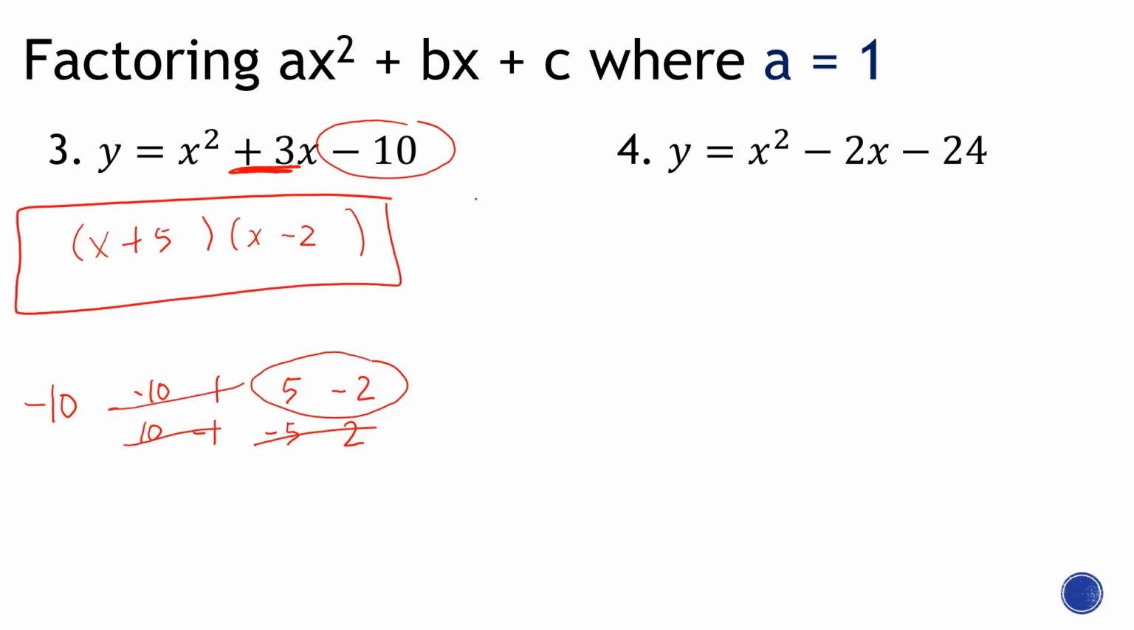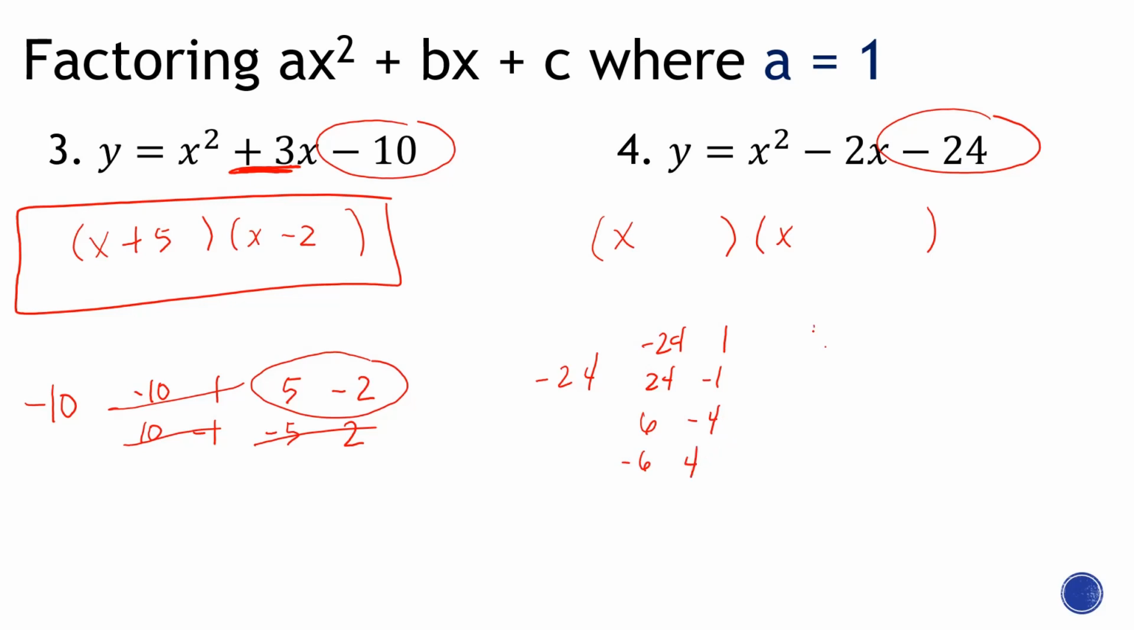So this is plus 5, negative 2. Okay. Let's answer the fourth one. So you have x and x, and then consider the c, which is negative 24. Now think about the factors of negative 24. So negative 24 and 1, 24 and negative 1, 6 and negative 4, negative 6 and 4. There's a lot actually. 3 and negative 8, negative 3 and 8, 12 and negative 2, negative 12 and positive 2. So we have 8 pairs here, right?